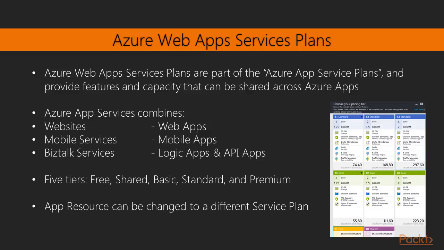Azure Web App Service Plans are part of the overall Azure Application Service Plans. They provide a feature and capacity that can be shared across different Azure applications. Azure App Services provide a combination of websites, mobile services, and BizTalk services, nowadays also known as Logic Apps and API Apps. Now, when taking a look in the portal through different application service plans, you will detect 5 different ones. A free one, a shared one, basic one, standard, and premium.